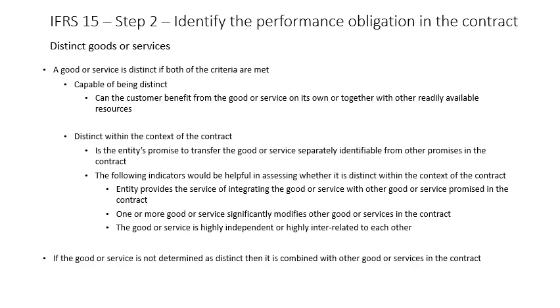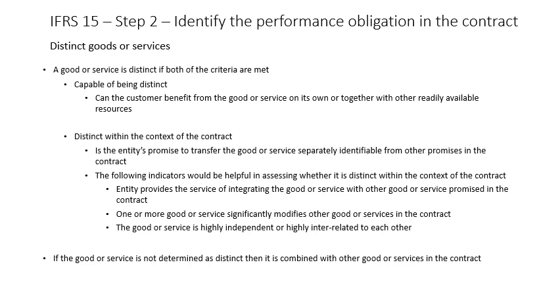As discussed in the earlier slide, first the entity needs to identify all the goods or services promised to be transferred to the customer. The entity needs to keep in mind that it should include all the implied promises in the contract and should not list down administrative tasks as promised goods or services.